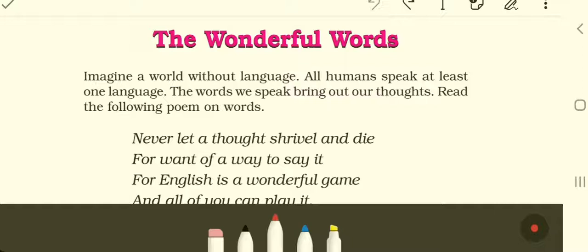The words we speak bring out our thoughts. What do you speak? When do you speak? You have to understand. You speak only when there is a thought in your mind. To express what is in your mind is when you speak. So you are asked to read the following poems on words, their usage and importance.